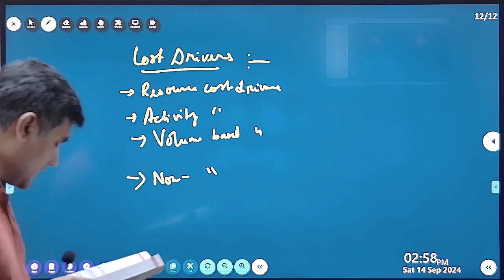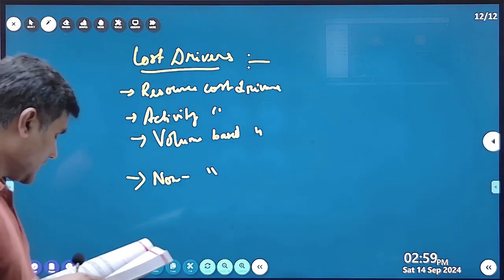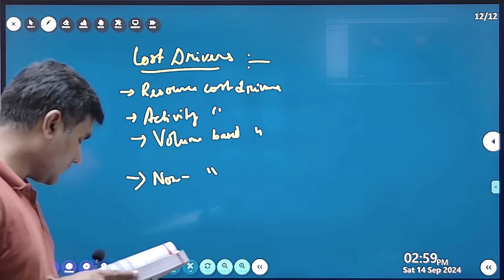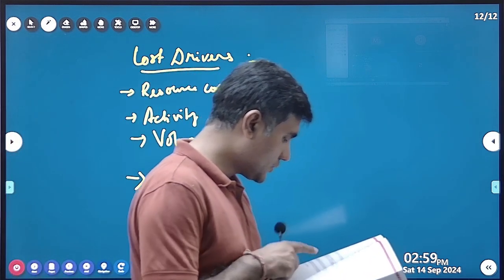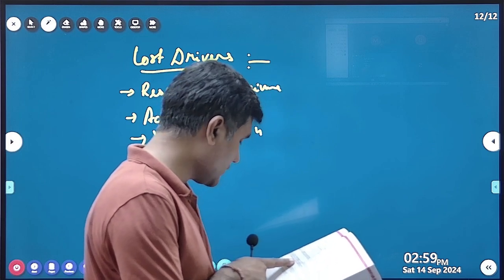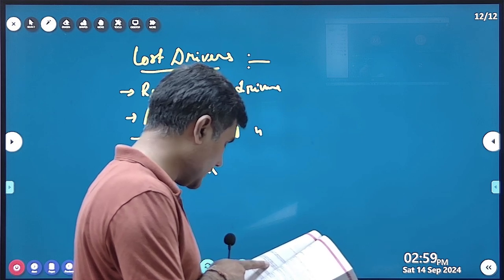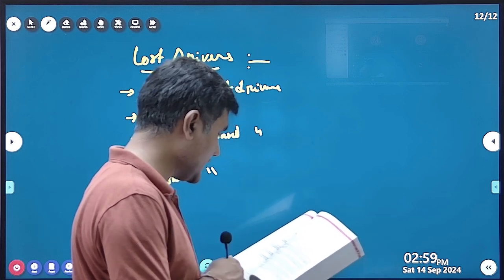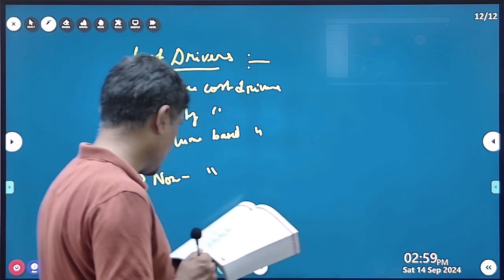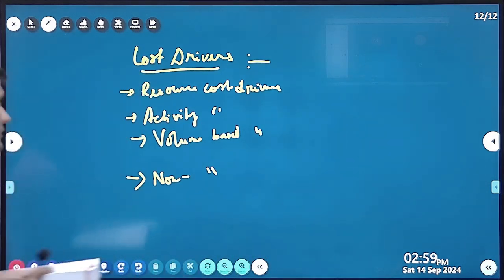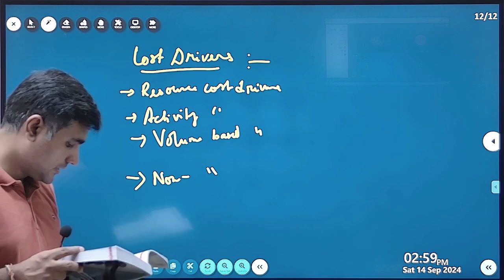So what are resource cost drivers? It is a measure of the quantity of resource consumed by an activity. It is used to assign the cost of resources to an activity or cost pool. For example, the number of purchase orders placed will influence the cost of materials to be purchased. Okay, resource cost driver.